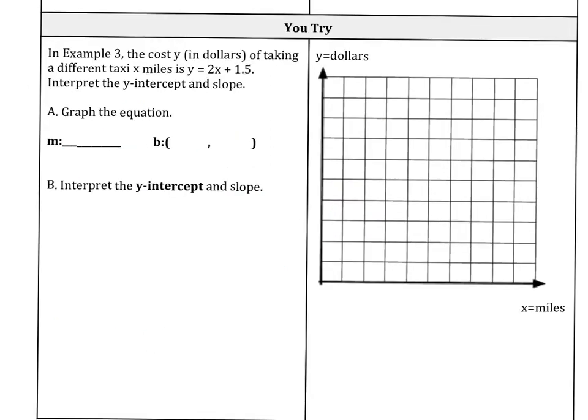Now let's do the Try problem from example number 3. The cost y of taking a different taxi x miles is y equals 2x plus 1.5. Graph the equation and interpret the y-intercept and slope.